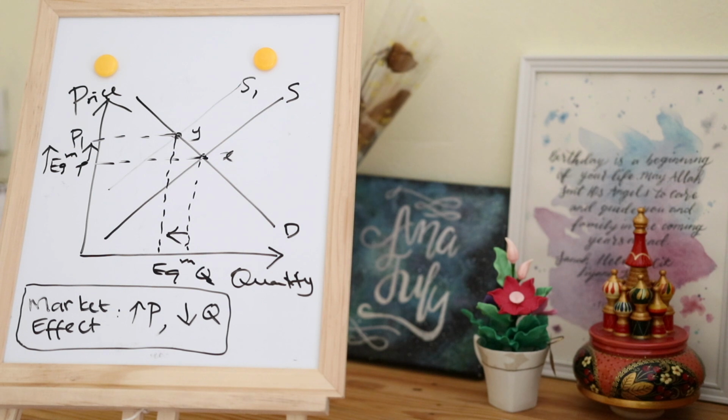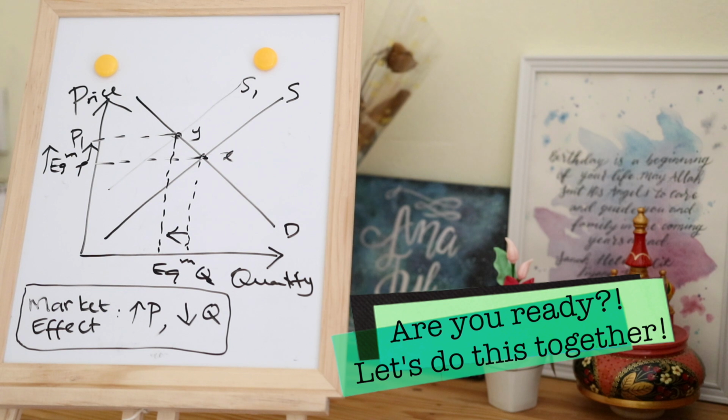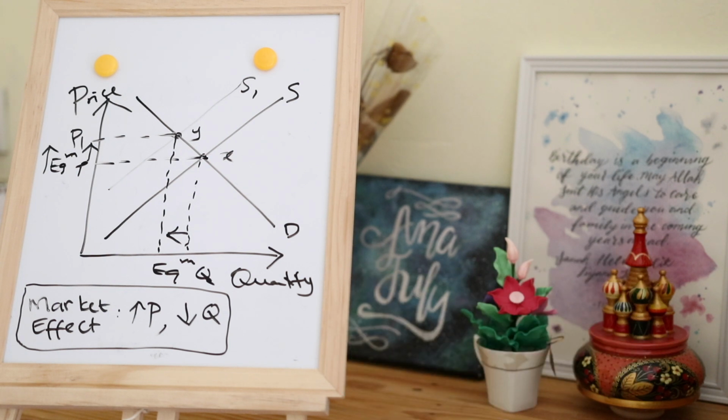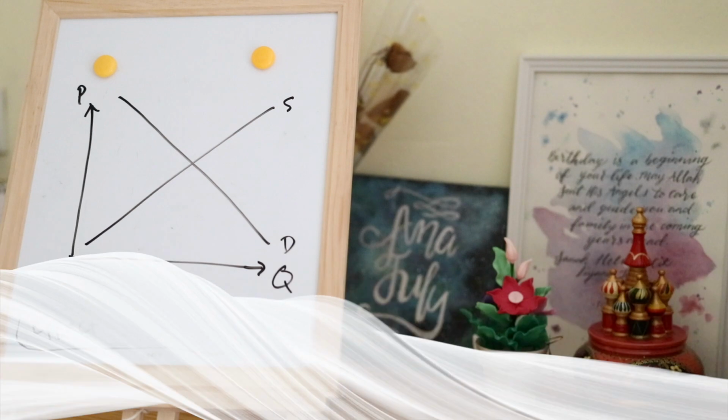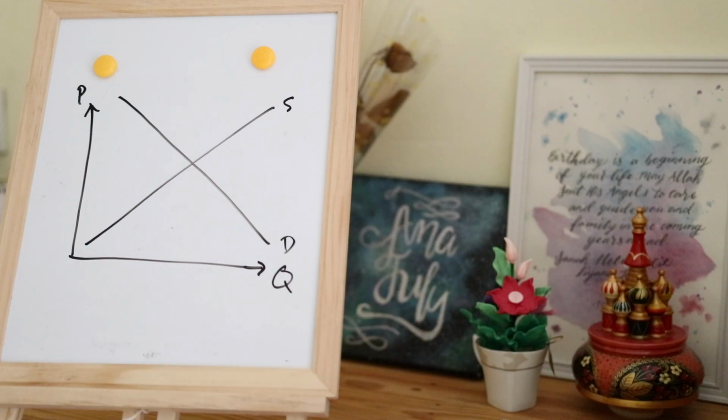Now you can apply all the factors influencing either the demand curve or the supply curve to get the market effect. We try to do more examples. What will happen to the market price? What will happen to the quantity due to changes in either the demand curve or supply curve? Okay, we move on to the second example.